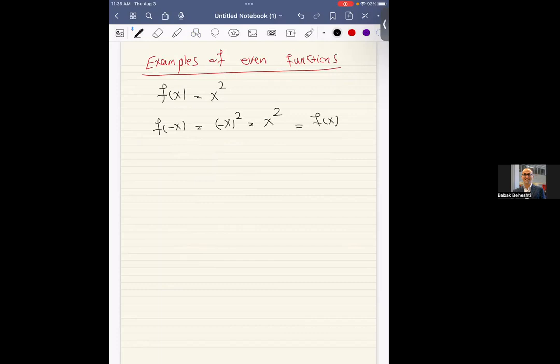Another example. Maggie, you tell me. Absolute value. Very good example. f of x equal to absolute value of x. Again, f of minus x is absolute value of minus x, which is the same as absolute value of x.